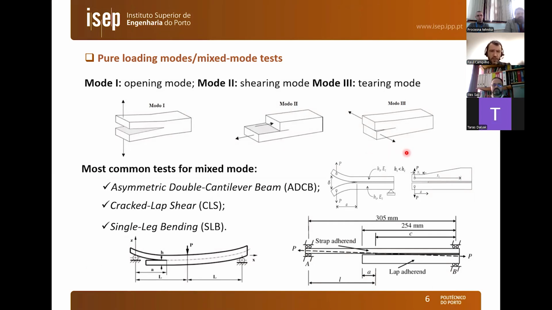For the mixed mode in particular, there are a few tests that we can use to characterize the materials and the adhesive joints. In this case, we have the symmetric double cantilever beam. We have the asymmetric tapered double cantilever beam. We have the cracked lap shear, and the one that we address in this work to assess the effect of the adhesive thickness, which is the single leg bending test.